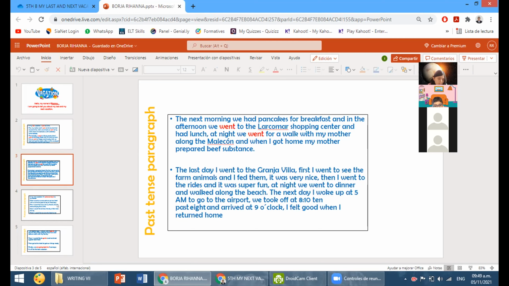The next day, I woke up at 5 o'clock to go to the airport. We took off at ten past 8. We arrived at 9 o'clock. I feel good when I return home.